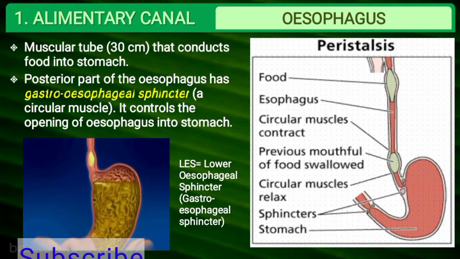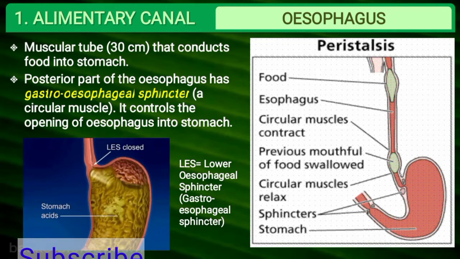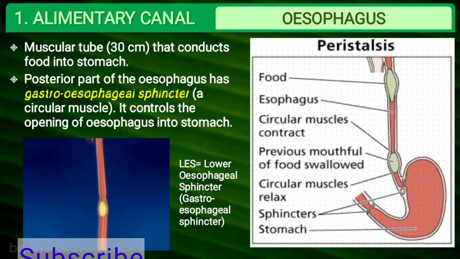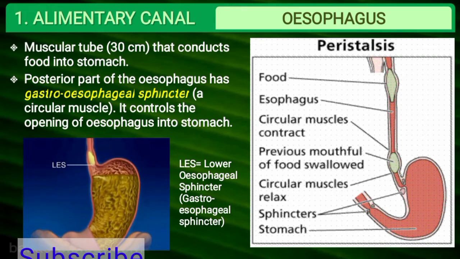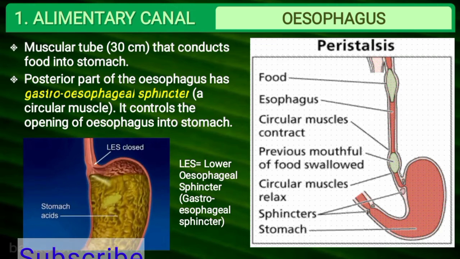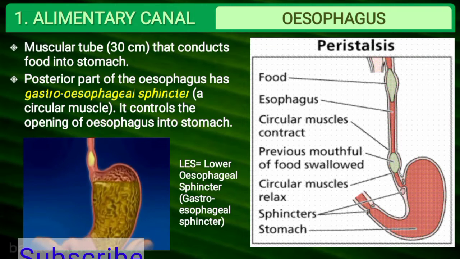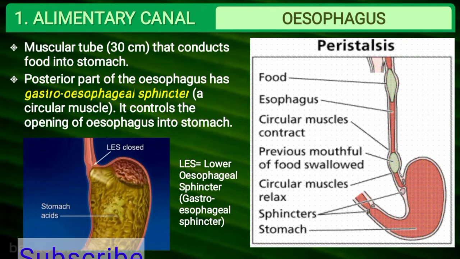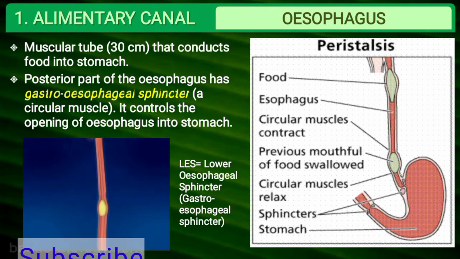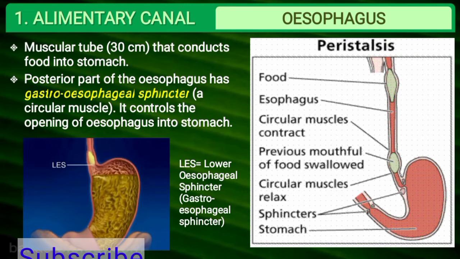The esophagus is a muscular tube that conducts food into the stomach, almost 30 cm in length. The posterior part of the esophagus has the gastroesophageal sphincter, a circular muscle that controls the opening of the esophagus into the stomach. The stomach has two sphincters, the pyloric sphincter and the gastroesophageal sphincter. The lower esophageal sphincter is also called the gastroesophageal sphincter. So food enters through the LES, the lower esophageal sphincter, then travels downward into the stomach, and at the downside it moves into the small intestine.